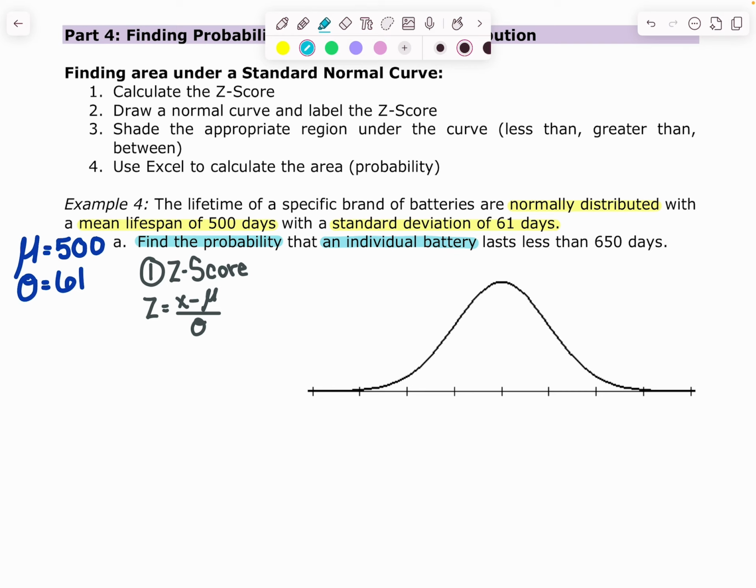An individual battery, one battery out of the population. Again, right now, we don't know how to do the probability for anything other than an individual, but eventually we will. And so this is important to identify. We're looking at one battery. Less than, we need that for step 3. 650 days. 650 is our x. That is our data value.